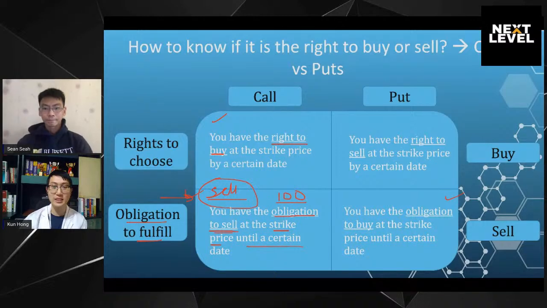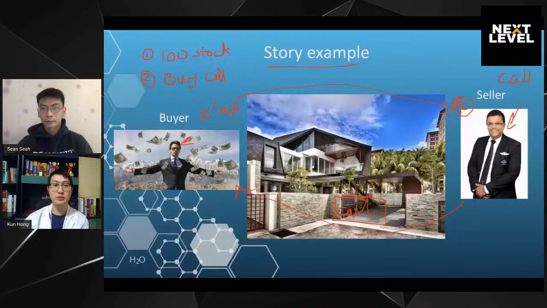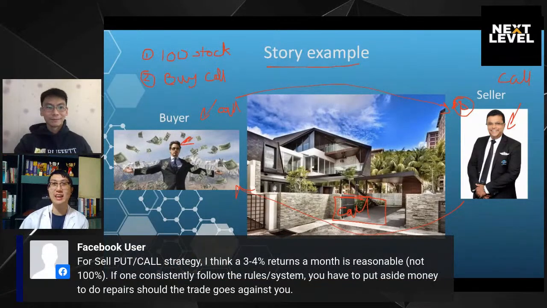Okay, so next slide. I'm using that story to explain. Previously we were the buyer who wanted to buy this house because we think that an MRT will be built nearby, then the price of the house will rise a lot.